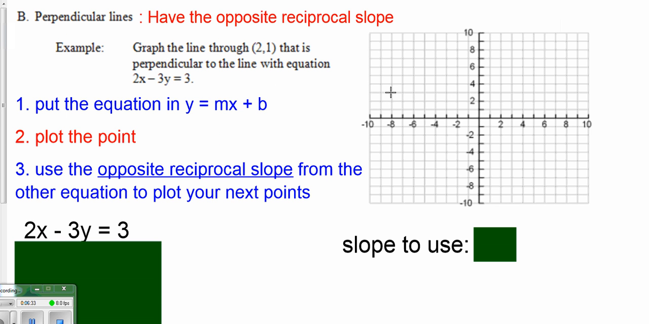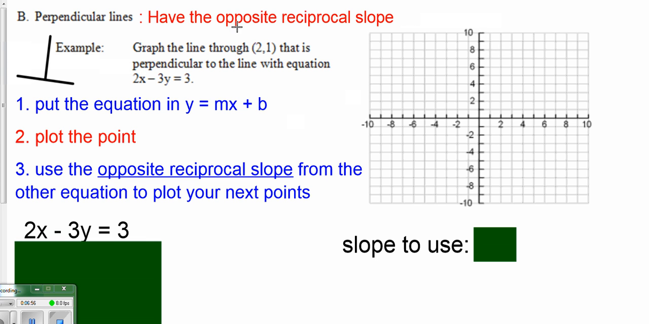Our next set of examples are looking for perpendicular lines. Now, if you're having trouble remembering what perpendicular means, if you have one line, the perpendicular line won't just intersect it like this. It'll intersect it exactly at a 90-degree angle. So this would be perpendicular. Okay? These ones have an opposite reciprocal slope.